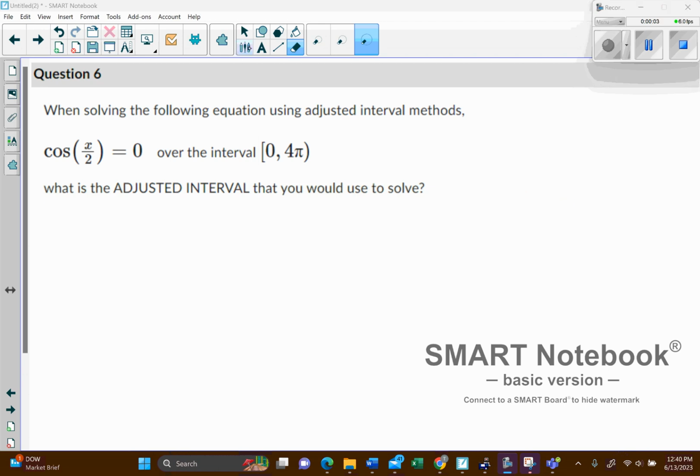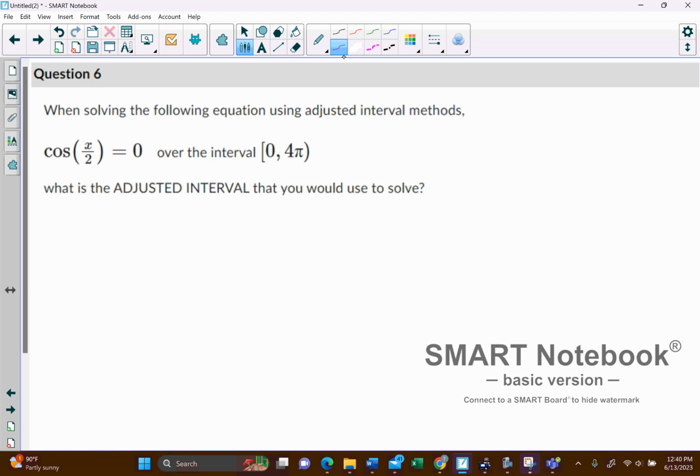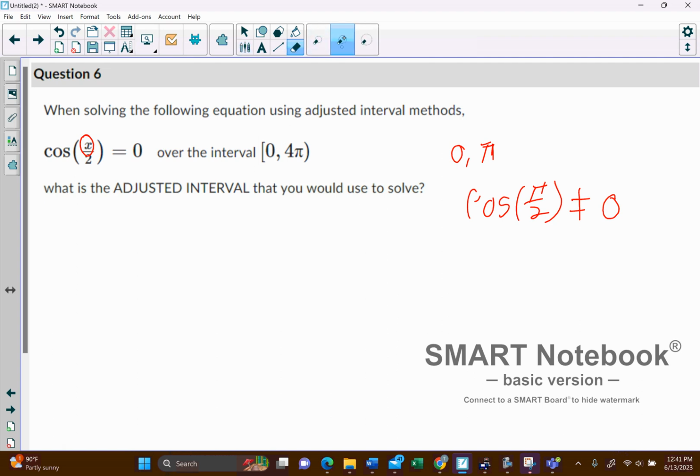Okay, so adjusted intervals, really all that is, it's more of a method for how to solve these whenever your angle isn't straightforward. So you can see the angle is getting divided by two. Typically you would think that where cosine equals zero would be at values like zero and pi or whatever. But the problem is if you plug in pi, you would get cosine of pi over 2, which does not equal 0. And so what we do here, adjusted intervals, is you adjust where you're going to be looking for these angles and try to make it a little bit easier to work with.